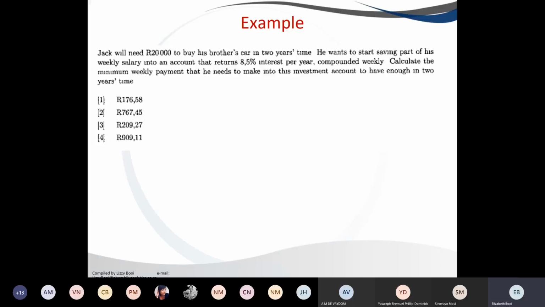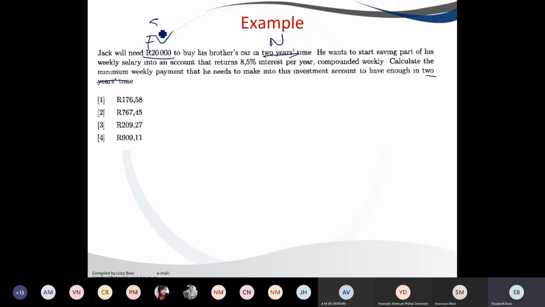So what are we given? We are given the future value, because this 20,000 is only due in 2 years, because in 2 years, that's when he wants to buy this car. So it's due at that time. So this becomes our future value. And for how long? They also give it here in the question. It's 2 years, which is our n.